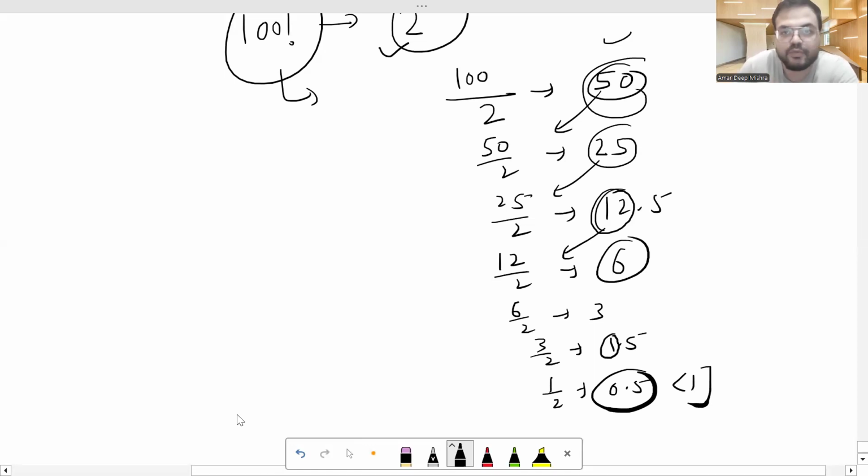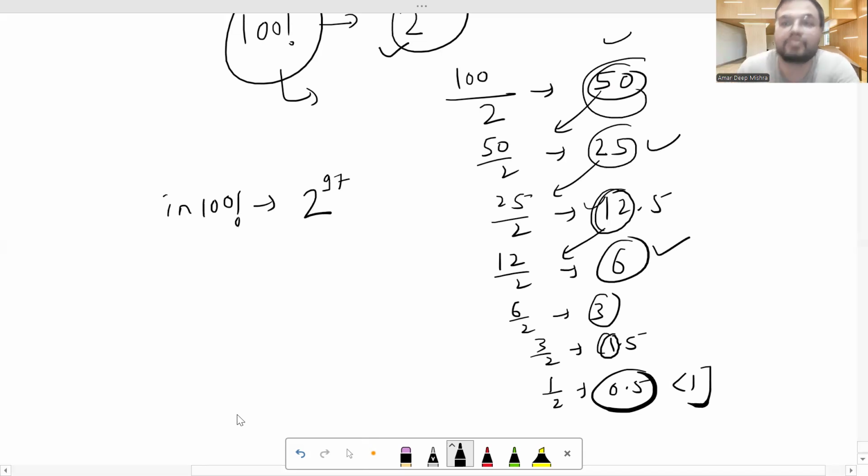So 50 plus 25 is 75. 75 plus 12 is 87. 87 plus 6 is 93. 93 plus 3 is 96, plus 1 is 97. That means in 100 factorial, how many 2's do you have? You have 97. It means 2 power 97 you will get. 2 power 97 means you have 97 2's in 100 factorial. I hope this point is clear.